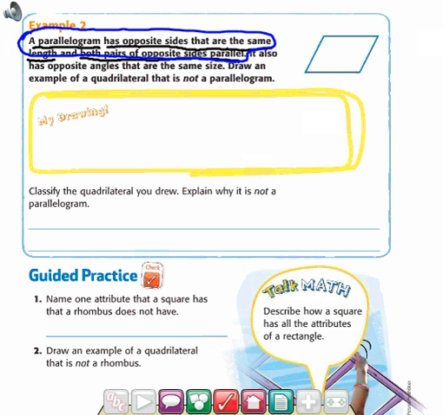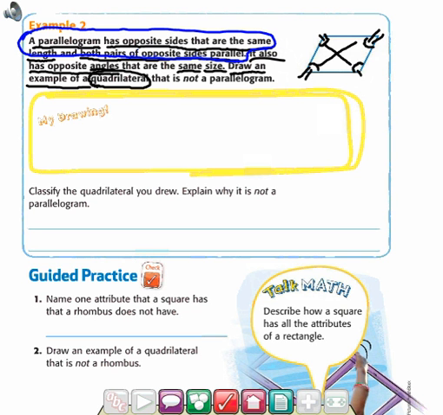Let's continue with what it says. It also has opposite angles that are the same size. If we look here, here's an angle, and we go diagonal to this angle. These two angles are the same. And if we look at this angle and its opposite angle over here, these two angles are the same as well. It says draw an example of a quadrilateral, so a four-sided figure.